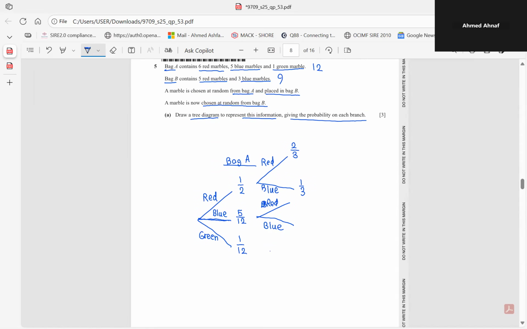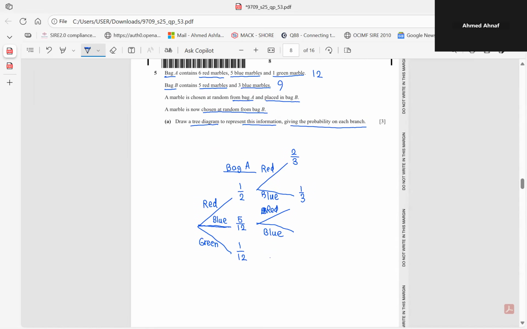Okay, and then yes, if you choose blue first, then put it in bag B, your number of red marbles would remain unchanged, but the total number would still be 9. So this would just be 5 over 9. And then when you have blue, place it in bag B, you'll have 4 blue marbles. So this would just be 4 over 9.